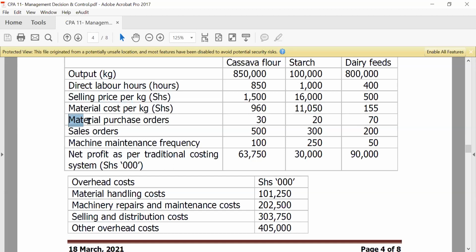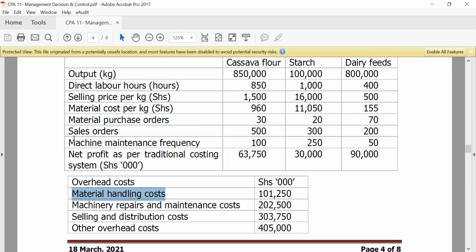Now, when we come here, they have given us material purchase orders. Yours is to ask yourself, why have they given me this information? And where will I actually use this information? So as you look at your overhead costs here, you should get your eyes back on this and see, what do I have here that is provided that would best suit to be my cost driver? So as we can see, if we have the material handling costs, and I go back here and I see material purchase orders, then this one is much more likely to be the cost driver for my material handling costs.